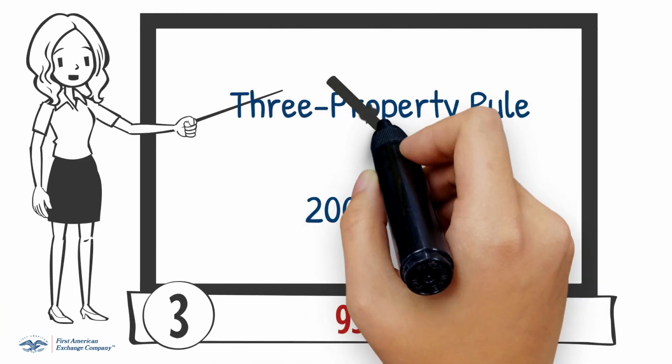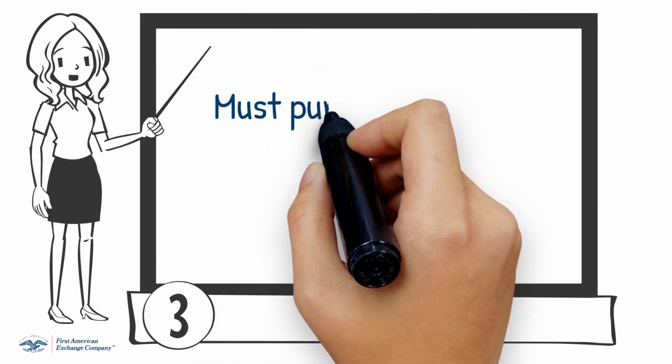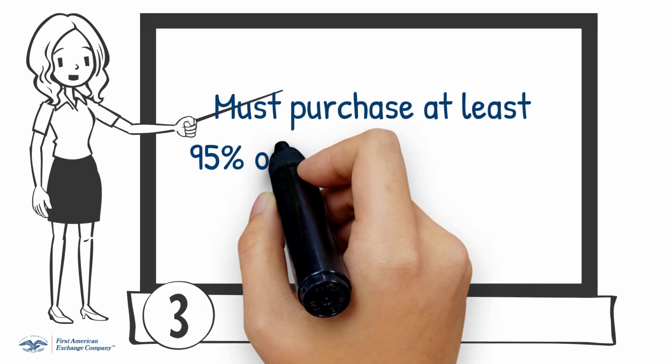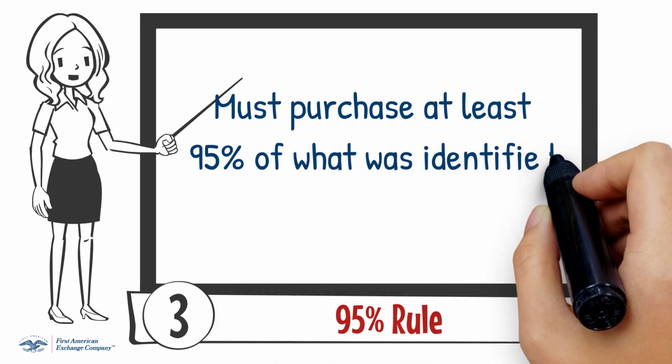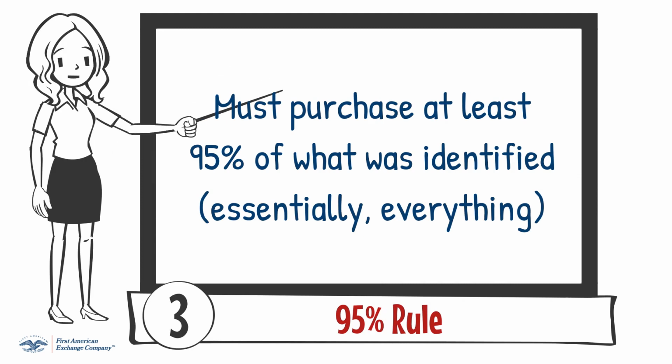You can still have a valid exchange even if you don't comply with the 3-property rule or the 200% rule. The challenge of the 95% rule is that you must acquire at least 95% of what you've identified, essentially everything.